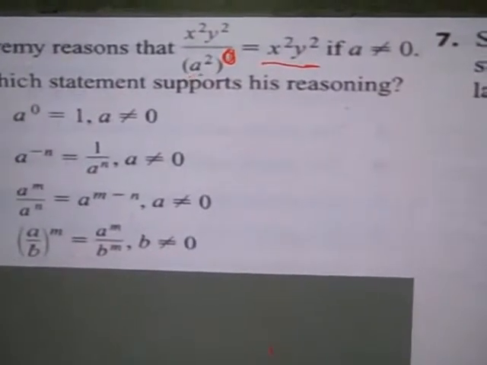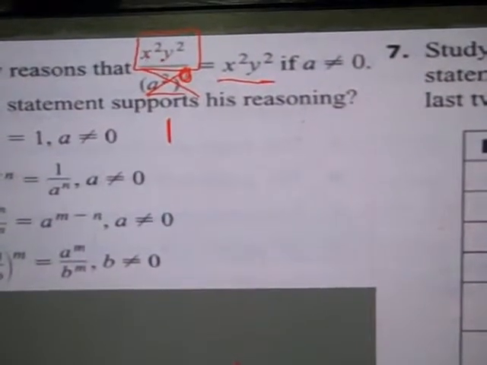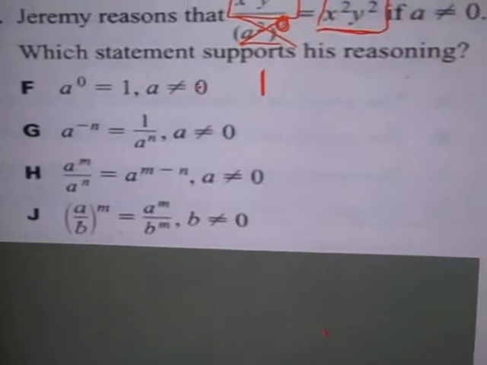Whatever this term is, it's raised to the 0 power, it just becomes 1. And that means anything over 1 is just the same as that term. Whatever that term was, we divide by 1, nothing changes, so the top term doesn't change. And this answer shows that right here. And we look at our answer choices, we're looking for the answer that shows the rule with 0 power, and the only one that applies is F.